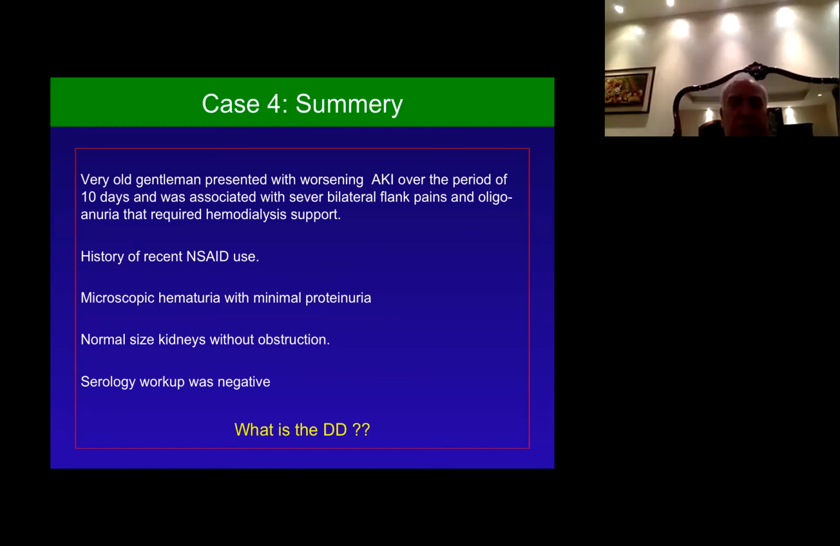So, all workup is negative for this gentleman: 2 weeks history of severe flank pain, non-steroidal use recently, mild hematuria, mild proteinuria, normal size kidneys, no obstruction. What's the differential diagnosis?